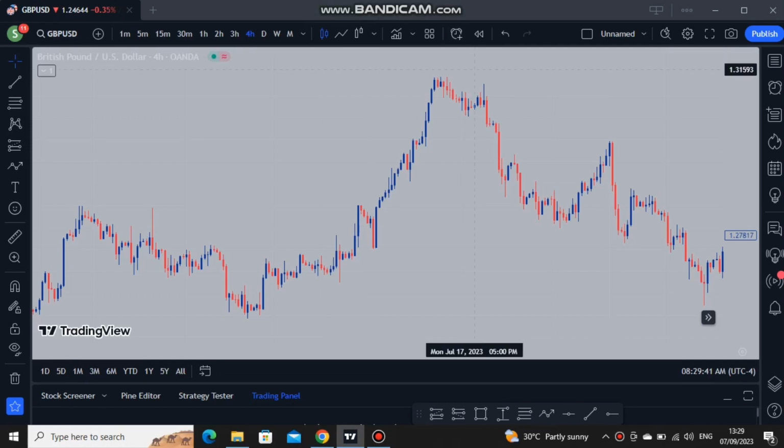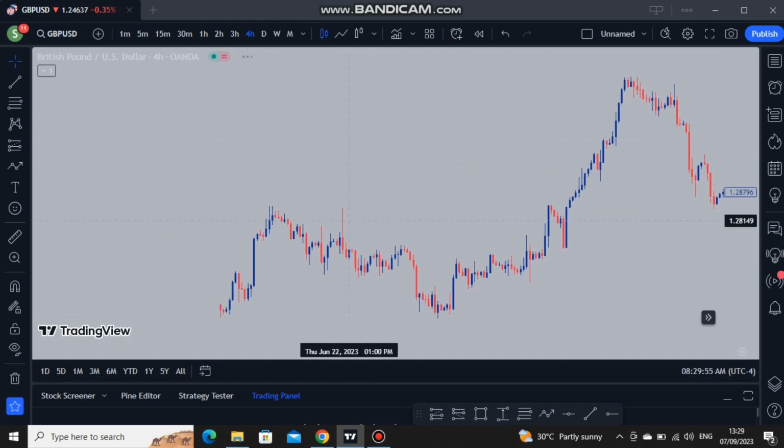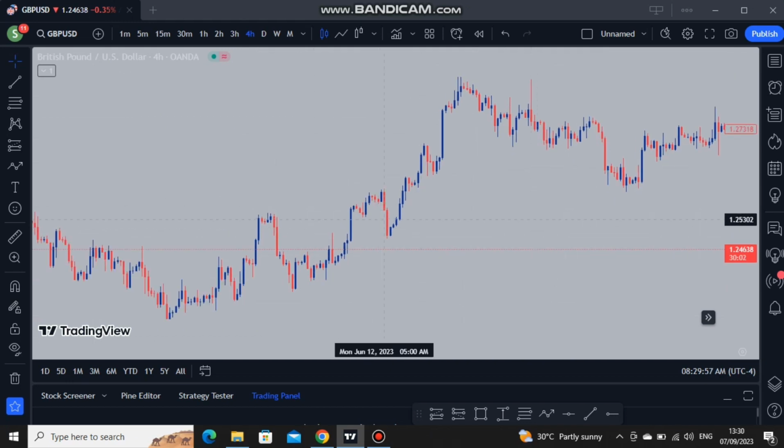Today we'll be talking about trend lines. What is a trend line? A trend line is basically like a support, but we draw it in a slant way. It's a slant support and resistance drawing. We have two major types of trend line, which are the uptrend line and the downtrend line.